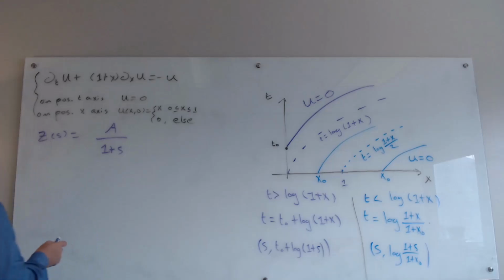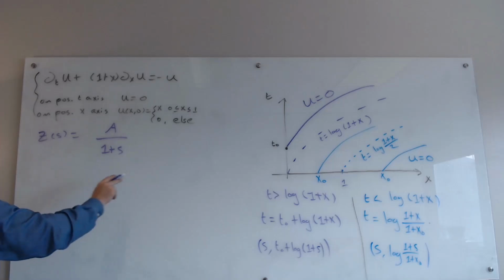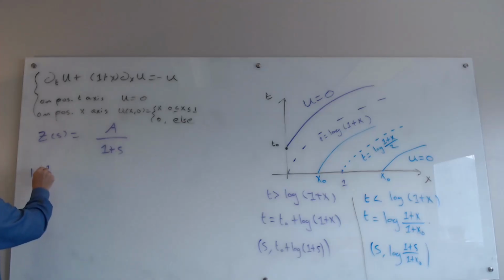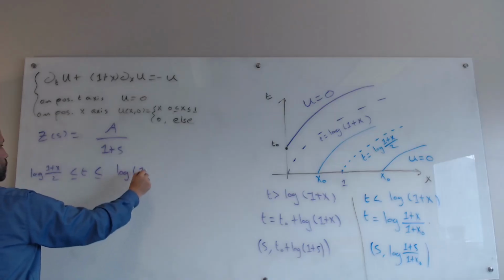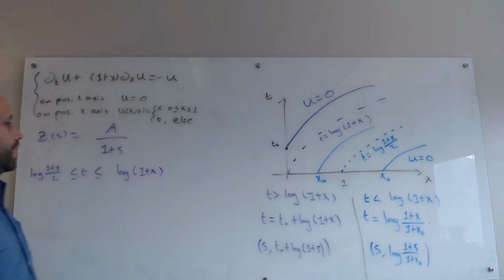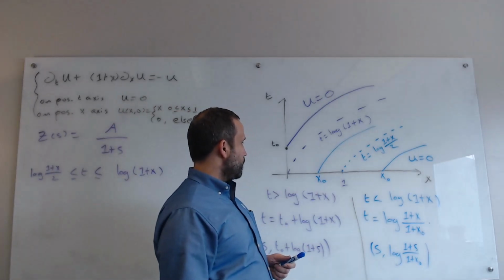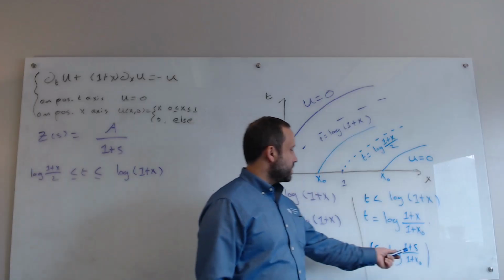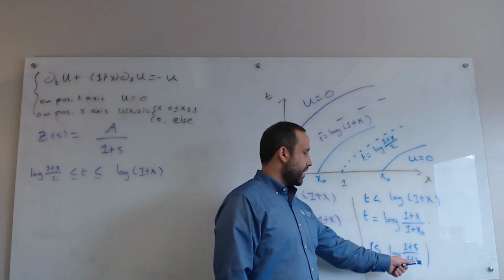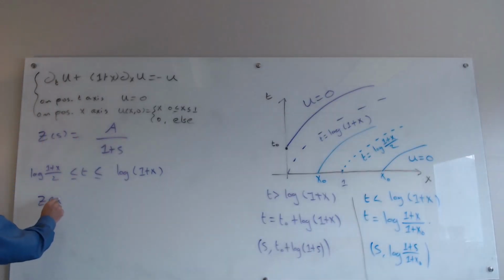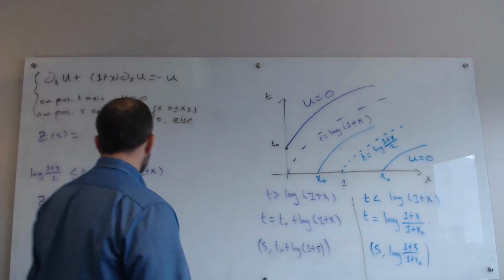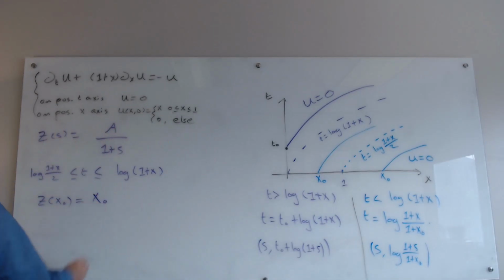So if you have log of 1 plus x over 2 less than or equal to t less than or equal to log of 1 plus x, it's going to cross the x-axis. That is, it's going to cross the curve gamma when s is equal to x naught. Then we're going to have 1 plus x naught over 1 plus x naught, that's 1. And so this component is going to be equal to 0. So in this case, we know that z of x naught, that's where it crosses the x-axis, is going to be u of x naught, 0. That's just going to be equal to x naught. So z of x naught is equal to x naught.